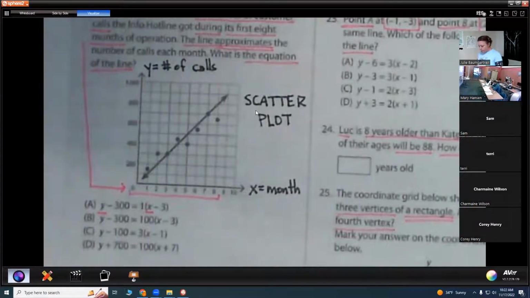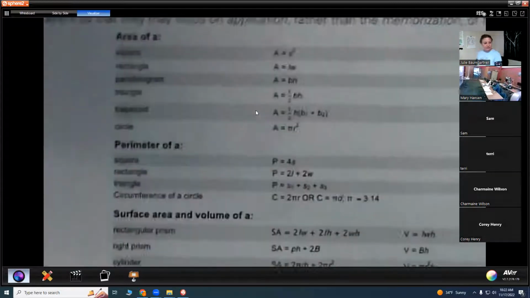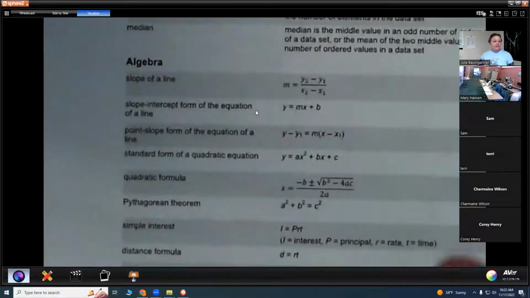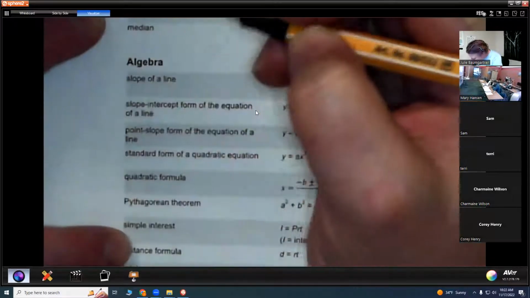Okay, so on your GED formula sheets, okay, we need to look at the first three formulas. Okay, these are our linear equation formulas.